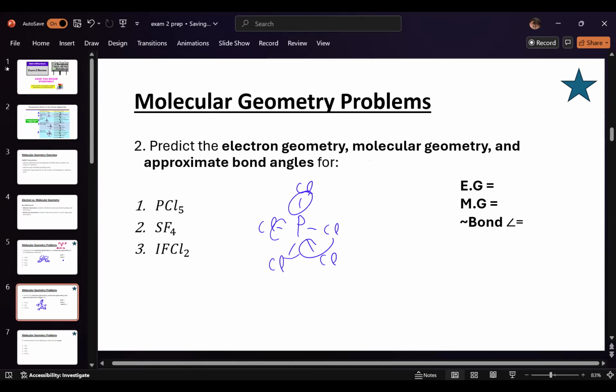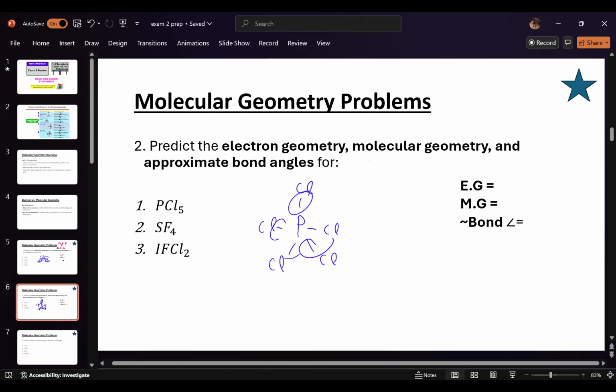The molecular geometry of it will be also trigonal. Sorry, I said pyramidal. Trigonal bipyramidal. The molecular geometry will be just about the same because you have no lone pairs. And the bond angle will be 120 and 90 degrees. It will be 120 equatorial and 90 degrees axial.